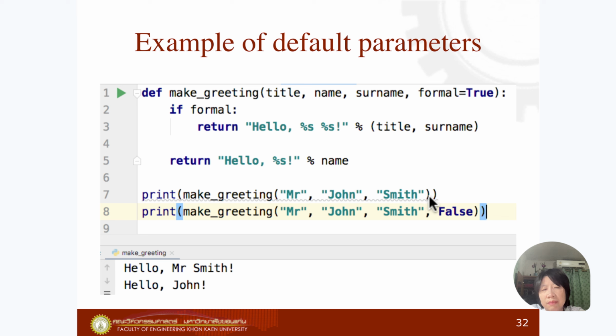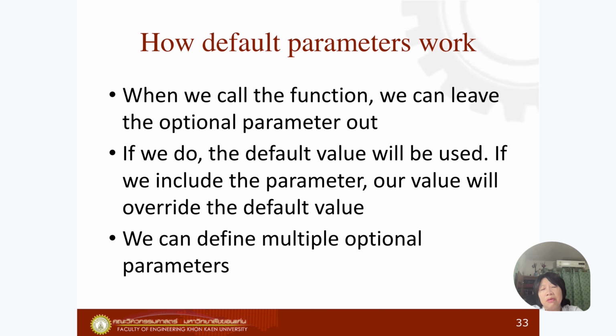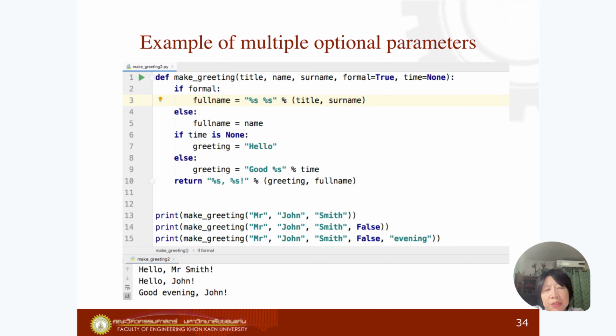So here at line number 7, we don't supply the input parameter formal, but we have the value of formal as true. So that's why we return hello, Mr. Smith. On the other hand, at line number 8, we provide the formal parameter value as false. So that's why we get hello John. So how does a default parameter work? When we call the function, we can leave the optional parameter out. And if we do, the default value will be used. If we include the parameter, our value will override the default value. And we can define multiple optional parameters.